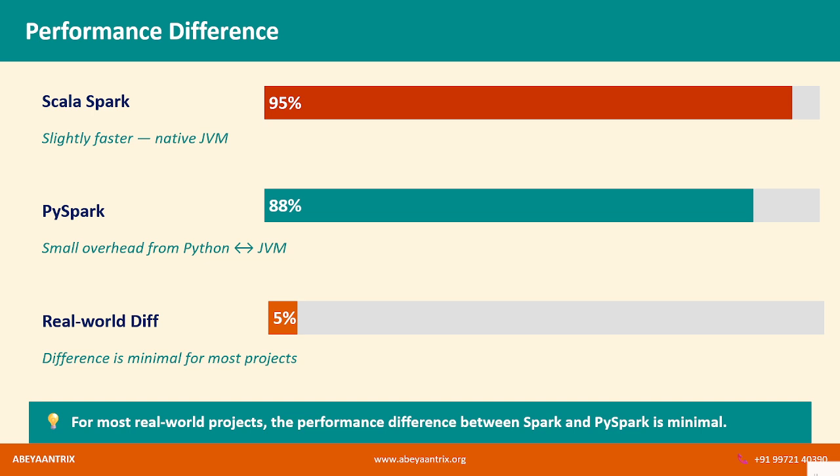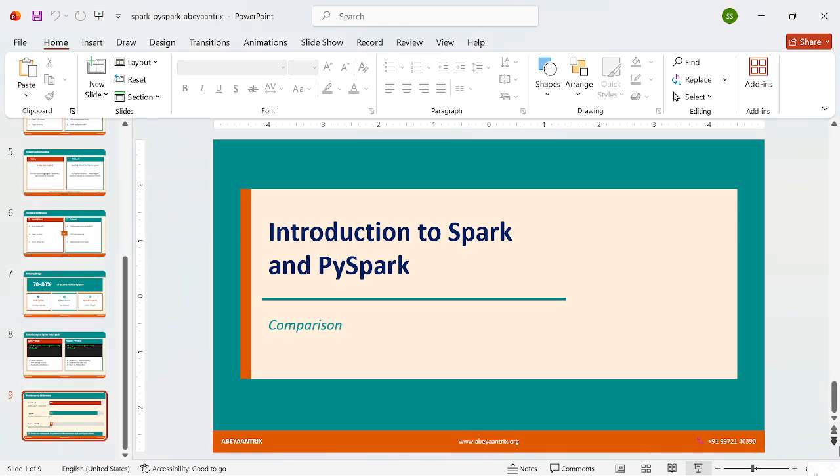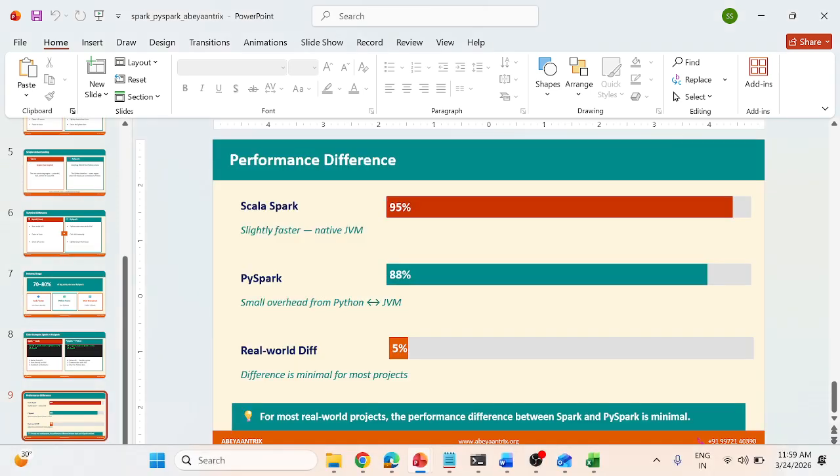So there is only a plus or minus 5% difference, 5 to 10% you can consider, not more than that. When it comes to speed and performance, the differences are negligible. Either you can go with Scala Spark or PySpark. The choice is yours, but there is not much difference. For most real world projects, the performance difference between Spark and PySpark is very minimal. So this completes the introduction about Spark and PySpark.